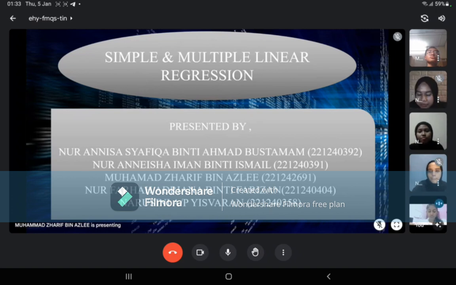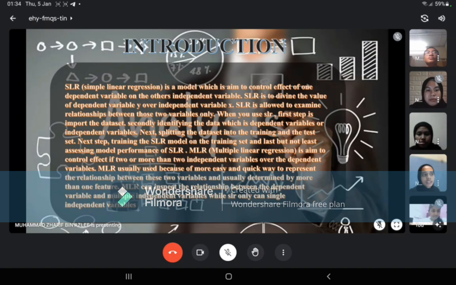I'm going to explain about point prediction based on the best model and hypothesis testing. As an introduction, simple linear regression is a model which aims to control the effect of one independent variable on the dependent variable. Multiple linear regression aims to control the effect of two or more independent variables over the dependent variable.